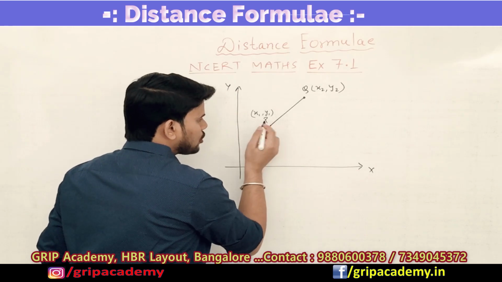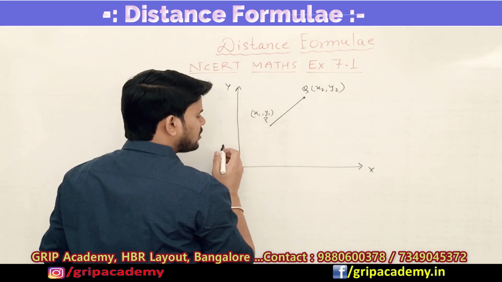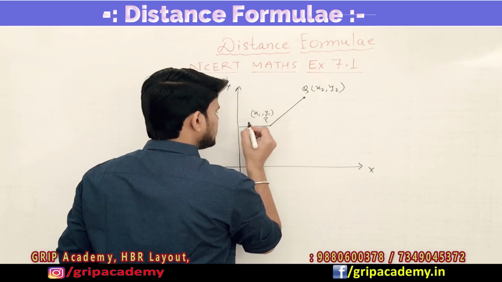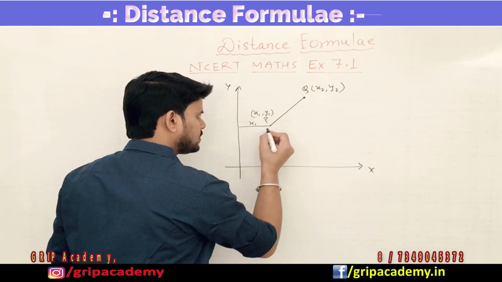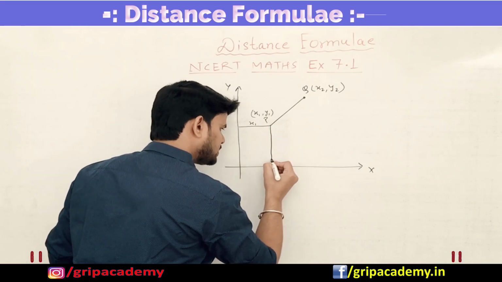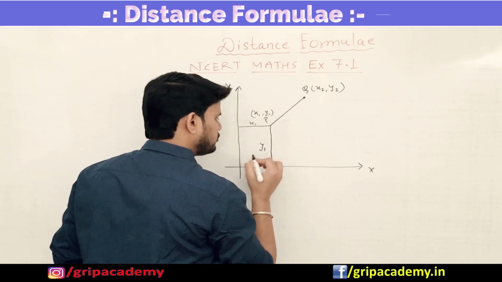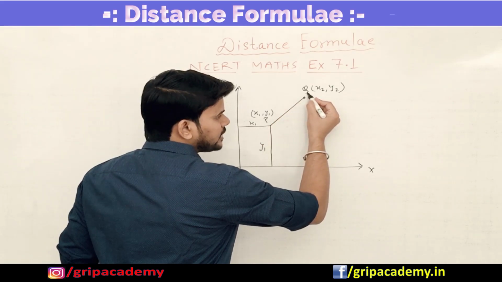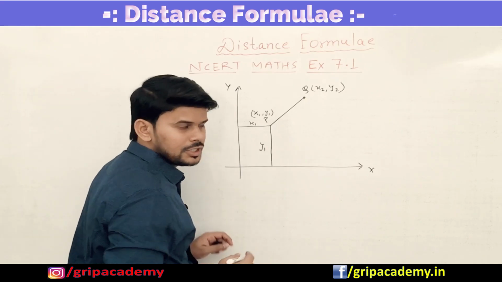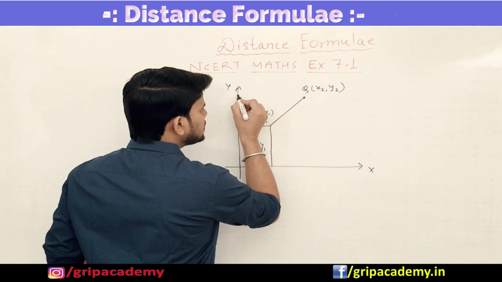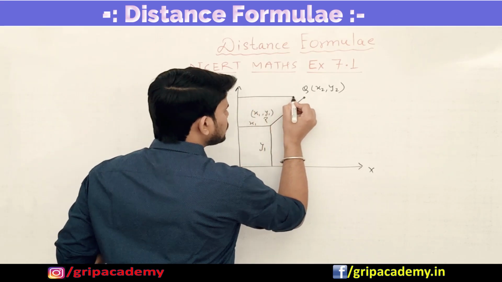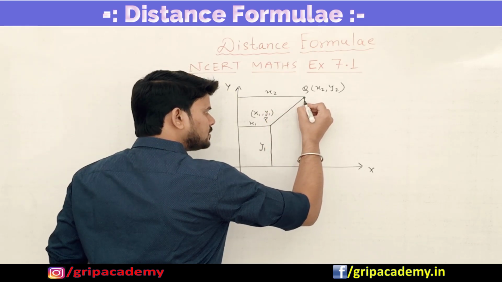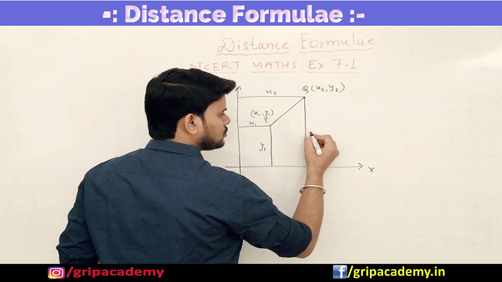So see here, the coordinates of P are x1 comma y1. What does it mean? It means this distance is x1 and this distance is y1. In the same way, the coordinates of point Q are x2 comma y2. It means this distance is x2 and this distance is y2.